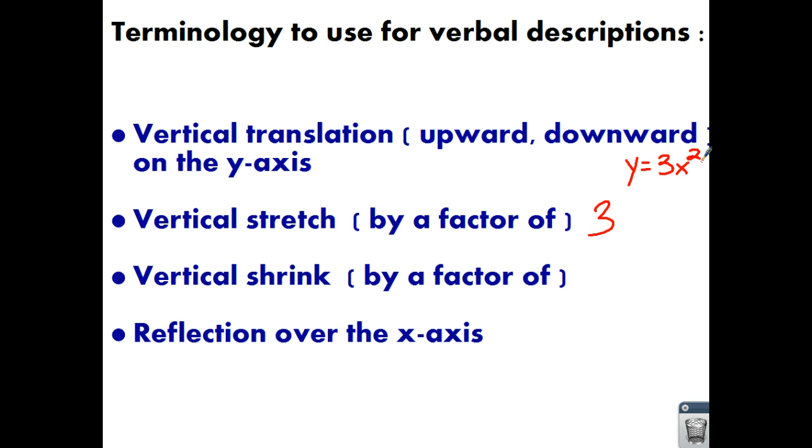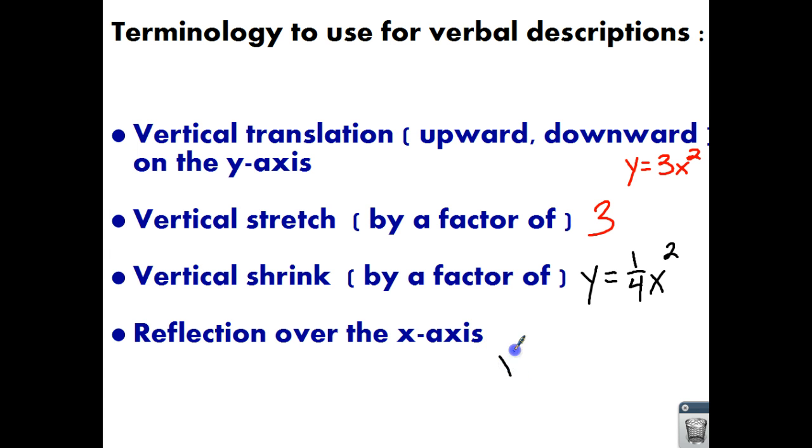How about the vertical shrink? Well, the vertical shrink was that widening of the parent. It got closer to the x-axis. It was straightening out. And an example of that might be, how about y is equal to 1/4 x squared. And then we dealt with the reflection, and that was the parent that was mirrored or reflected over the x-axis, and that was when we dealt with the negative.